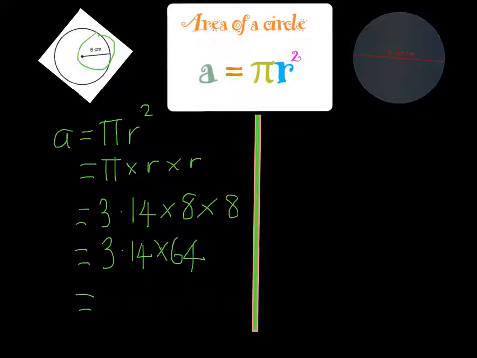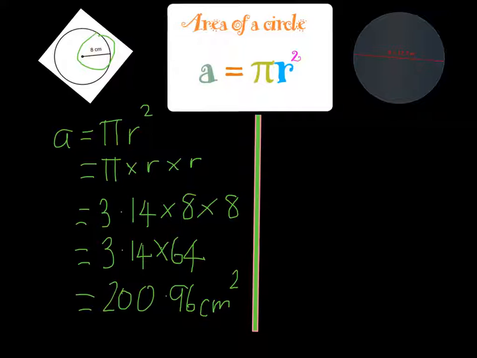And then we can plug the answer into our calculator, and 3.14 times by 64 is equal to 200.96 centimeters squared, because we're now back to finding the area. So the area inside is how many centimeters squared would be inside the circumference. So area measurements, centimeters squared.